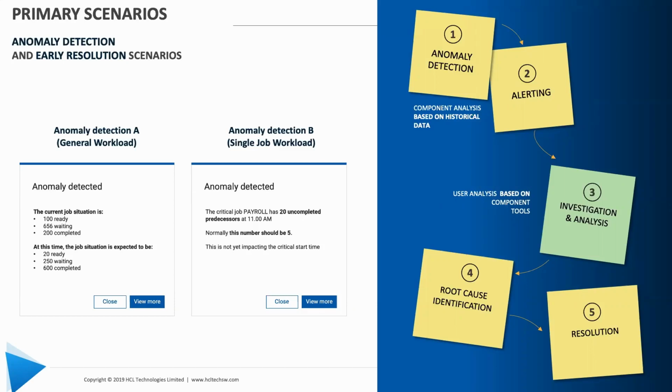These anomaly detection scenarios will be available in two different shapes, either on the general workload overall, so on the execution overall of the workload, or you can also customize it to have anomaly detection on individual jobs.